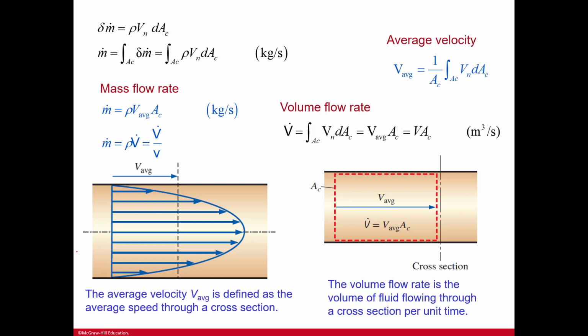Here again is just more defining mass flow rate, volume flow rate, average velocity, taking into account those differentials, right? And then here you can see it, velocity average. The average velocity is defined as the average speed going through a cross-section. So these are equal, right? And then we have the volume flow rate, which is the volume of fluid flowing through a cross-section per unit time. So this is just it. Pretty easy.